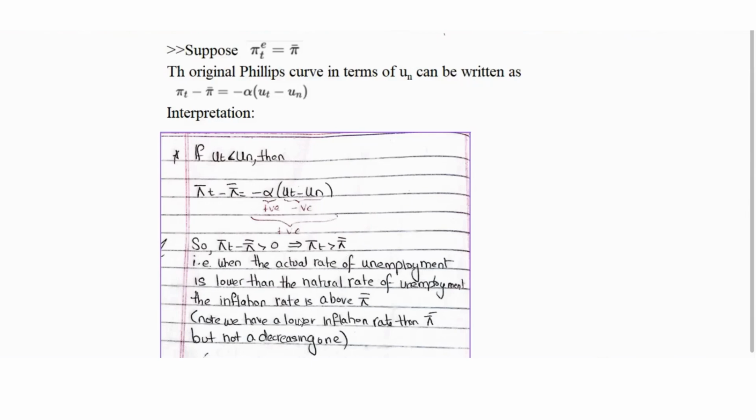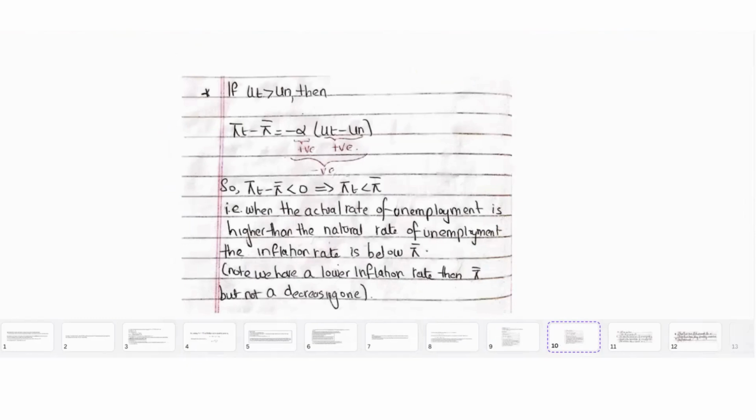Note we have a higher inflation rate than pi bar, but not an increasing one. There is a typo on the slide; it should say we have a higher inflation rate than pi bar, but not an increasing one. Because remember, when we have the original Phillips curve, the trade-off is between the inflation rate and the unemployment rate, so lower unemployment means higher inflation, not increasing. We've discussed this before when looking at the difference between the original and accelerationist Phillips curve. So if ut is less than un, then pi t is greater than pi bar, but it's not increasing according to this equation.